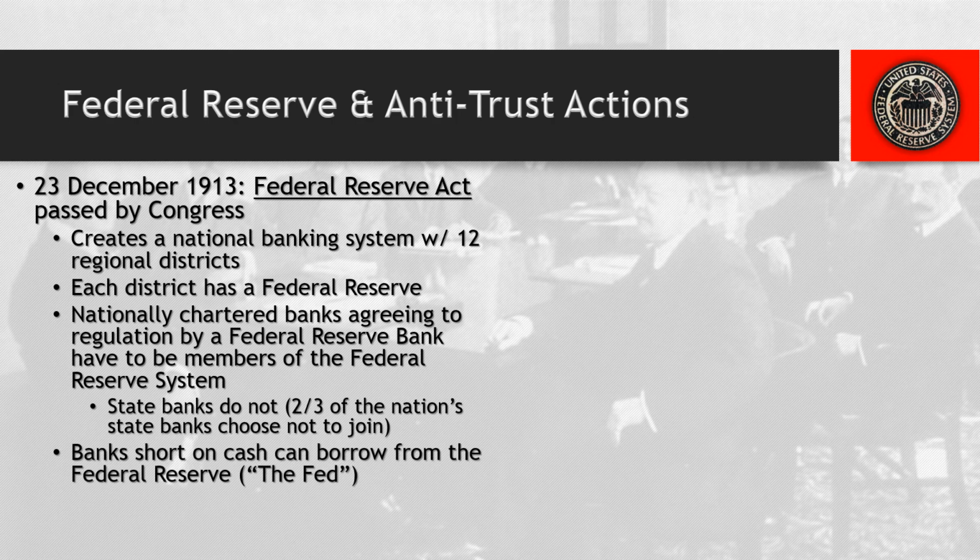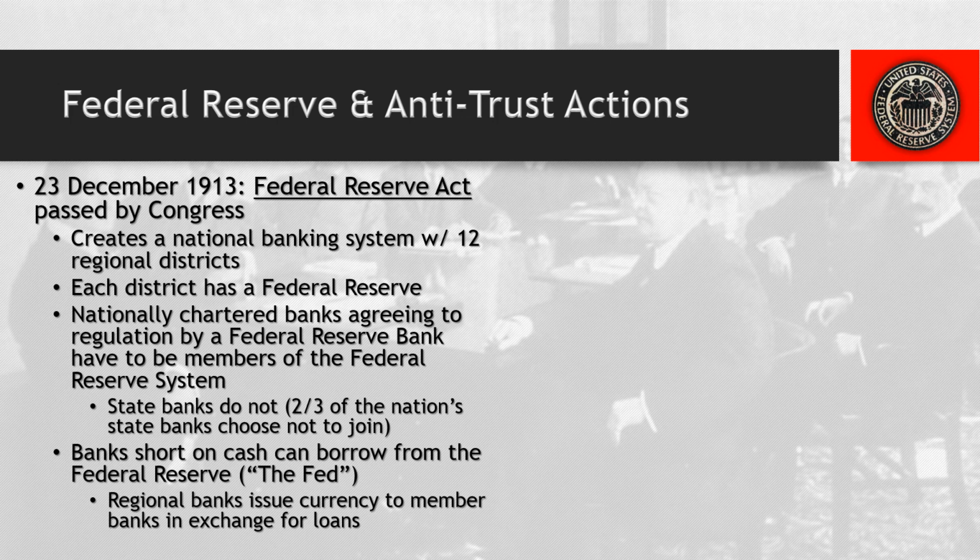And any bank that is short on cash, who is a member of the Federal Reserve System, can borrow from the Federal Reserve itself, what we refer to as the Fed today. So, in other words, you can borrow money from the federal bank if your local bank is running out of money, and if you're a member of the Federal Reserve System. And regional banks are also in charge of issuing currency to member banks in exchange for any of their loans. Okay, so it's not necessarily getting money for free. In other words, you are actually handing over the loan contracts to the members of this particular bank.